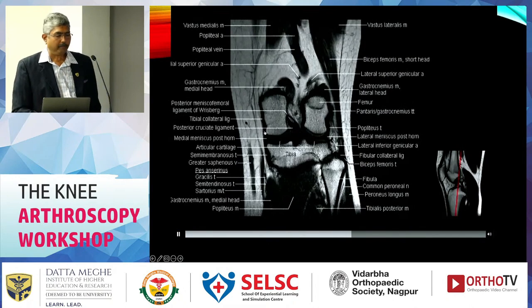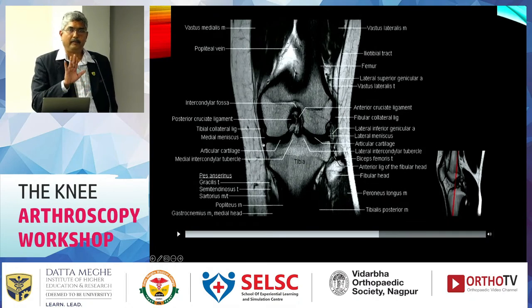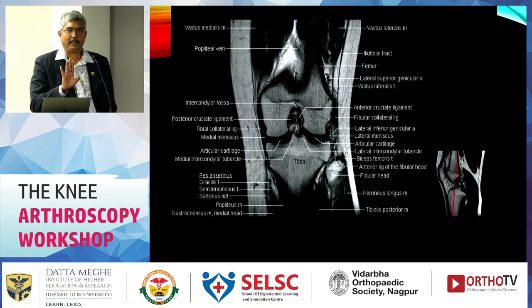So here comes the medial collateral ligament. Deep to the medial collateral ligament is the tibial ligament. We cannot differentiate the tibial ligament from the medial collateral ligament, so we are just considering it as a medial collateral ligament complex. Even a few people consider it that way.